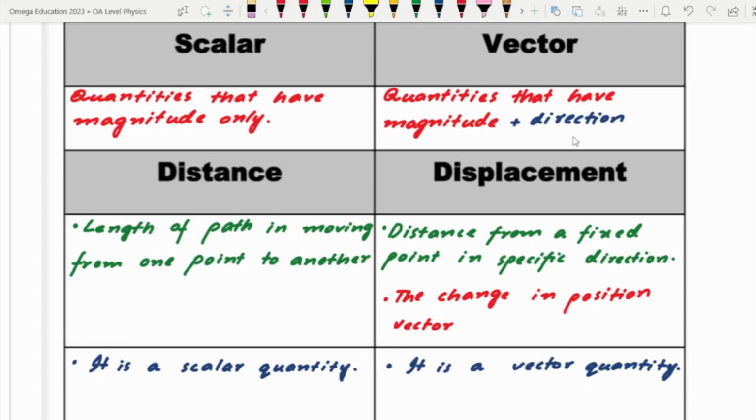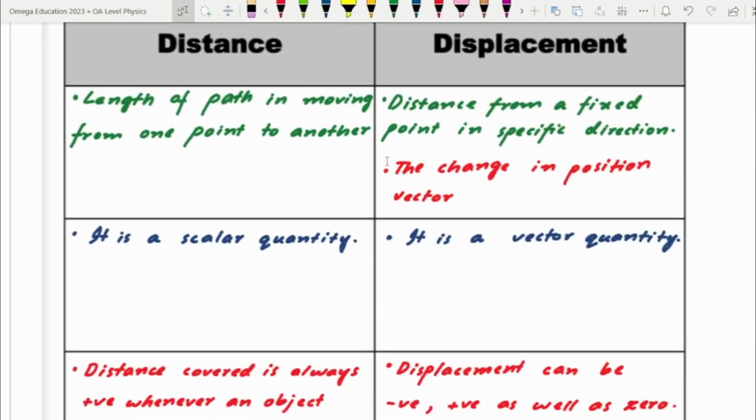So if you cover the distance in a specific direction and you do not change the direction from one point to another, then you have covered the displacement. For example, point A to point B. If I move in a straight direction from A to B, then that would be displacement. So distance is scalar, displacement is vector.